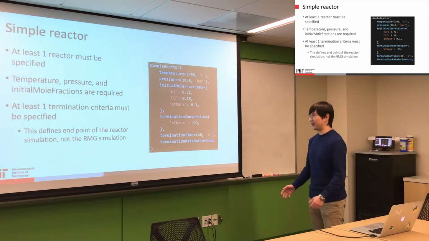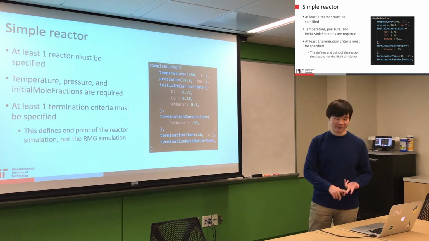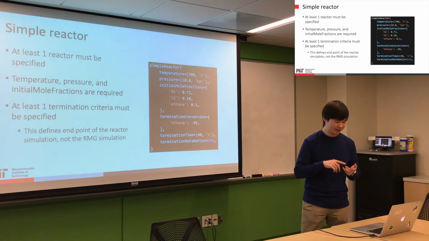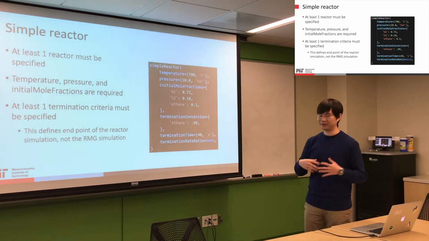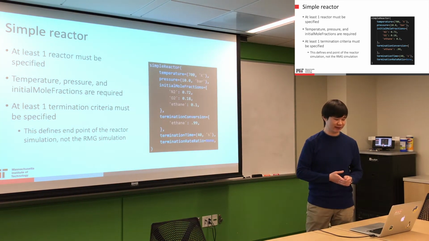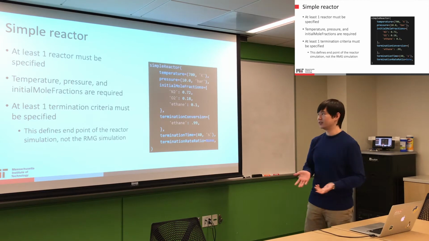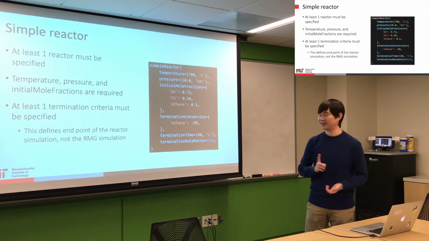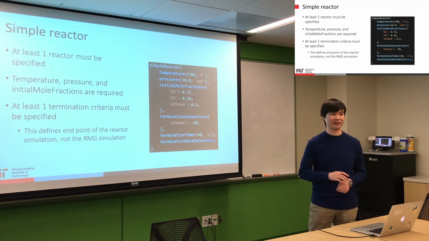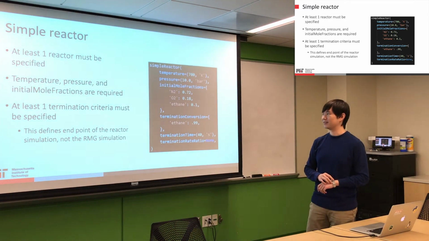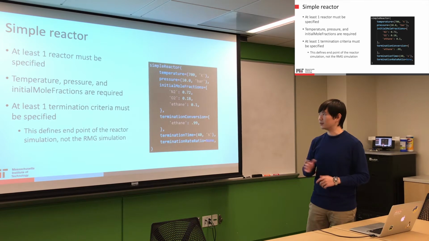Okay, so we have the data, we have what species we want, and now we need to specify the reaction conditions, which you do by specifying a reactor. In general, you must specify at least one reactor in your input file. Otherwise, we don't know what conditions to simulate the mechanism at. There are a couple of different types of reactors.